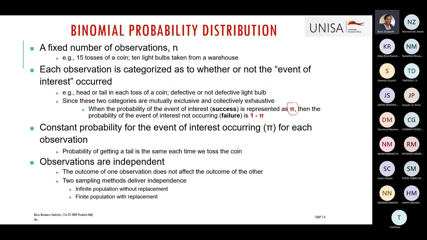Also, this is just for additional knowledge. The type of sampling method that you can use to deliver an independent event can be two. You can do this in terms of an infinite population, where you make sure that you do not replace the coin after you've tossed it. You get a new coin, and that will create an independent event in terms of how you toss the coin. And then it can also come from a finite population with replacement, for example, using the same coin and tossing the same coin several times, but making sure that the outcomes that come from there are independent as well.